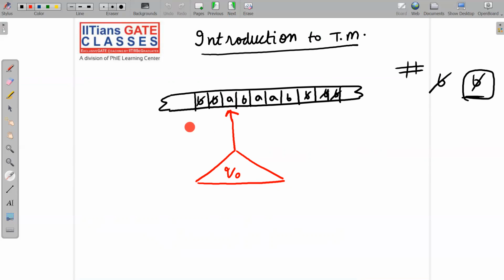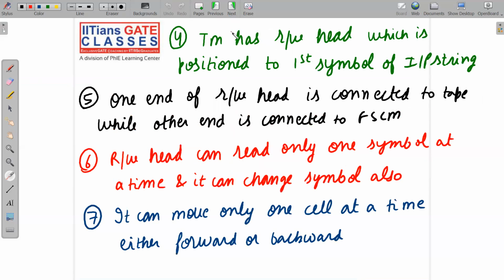that it has to move right or left. That means what? This read-write head can move in both directions, but in FA or PDA, it can move only in one direction. So here we have a choice of moving right or left. Okay, so let me read the points for you. The next point is: read-write head can read only one symbol at a time, and it can change that symbol also. This is a very, very important point. It can change the symbol also.